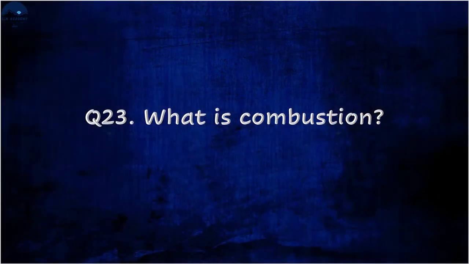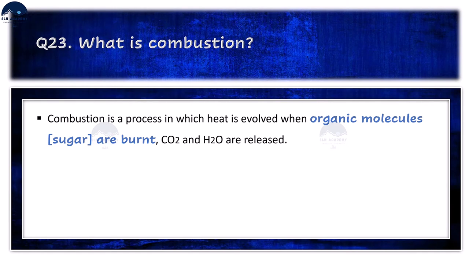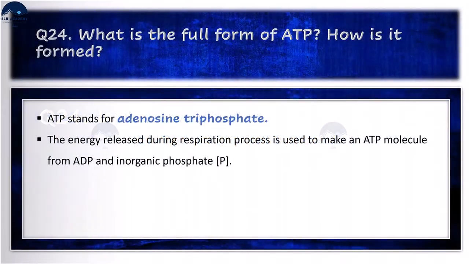Question 23. What is combustion? Combustion is a process in which heat is evolved when organic molecules are burnt. CO2 and H2O are released. Question 24. What is the full form of ATP? How is it formed? ATP stands for adenosine triphosphate. The energy released during respiration process is used to make an ATP molecule from ADP and inorganic phosphate.